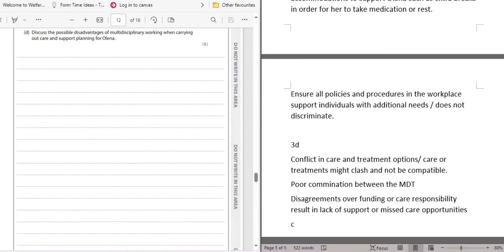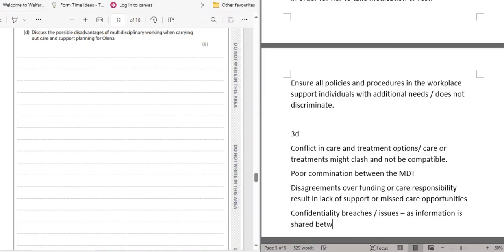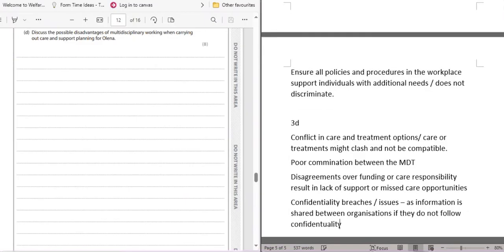There could be confidentiality breaches. So again, as information is shared between organizations, if they do not follow confidentiality processes. So quite a few issues there.